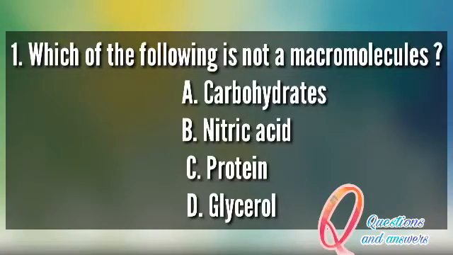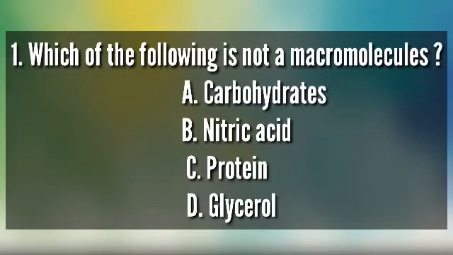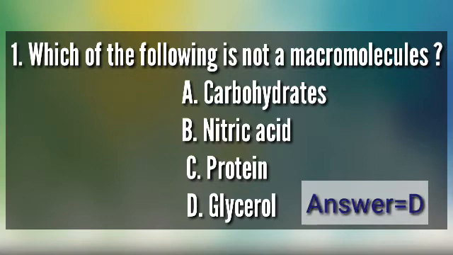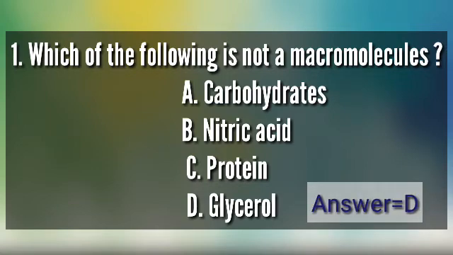Question number 1. Which of the following is not a macromolecule? A. Carbohydrates, B. Nitric acid, C. Protein, D. Glycerol. Answer D. Explanation. Carbohydrates, protein, lipid, and nucleic acid are naturally occurring macromolecules, whereas glycerol is one small component of lipid.